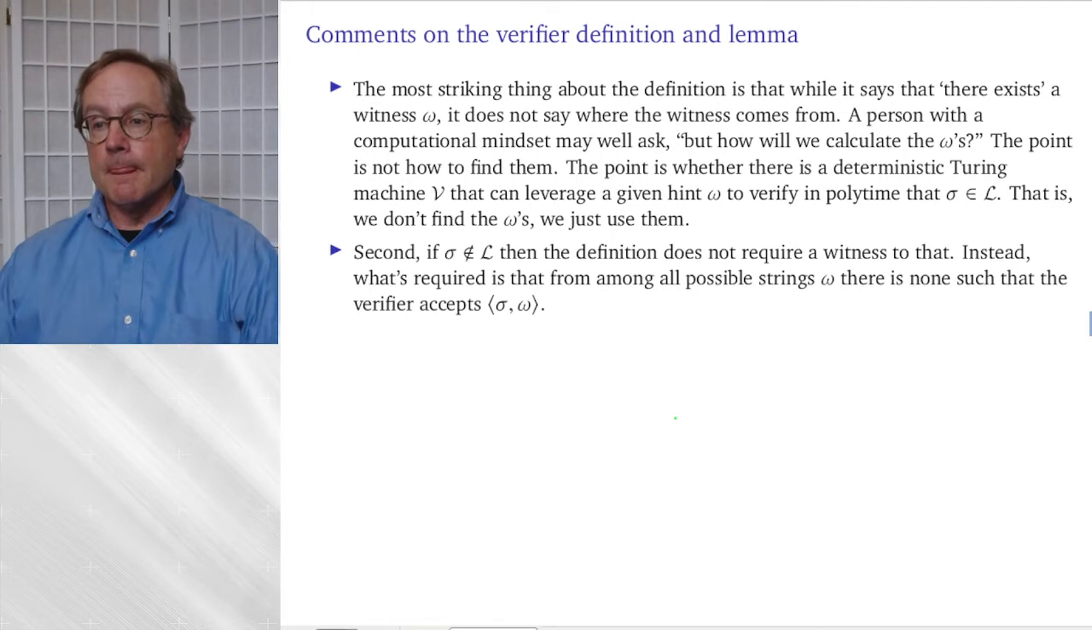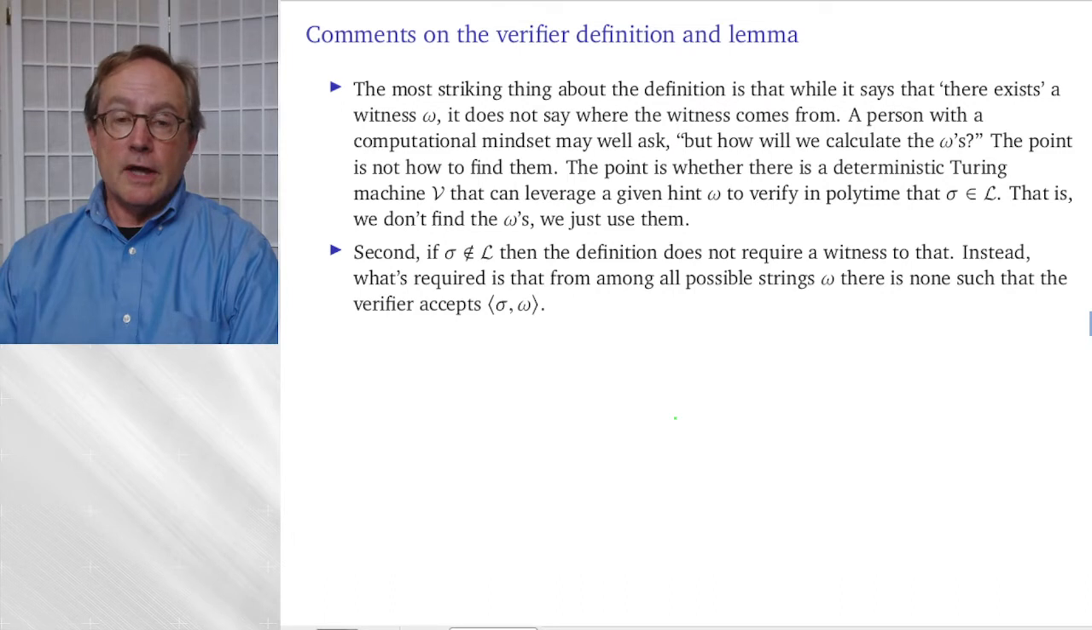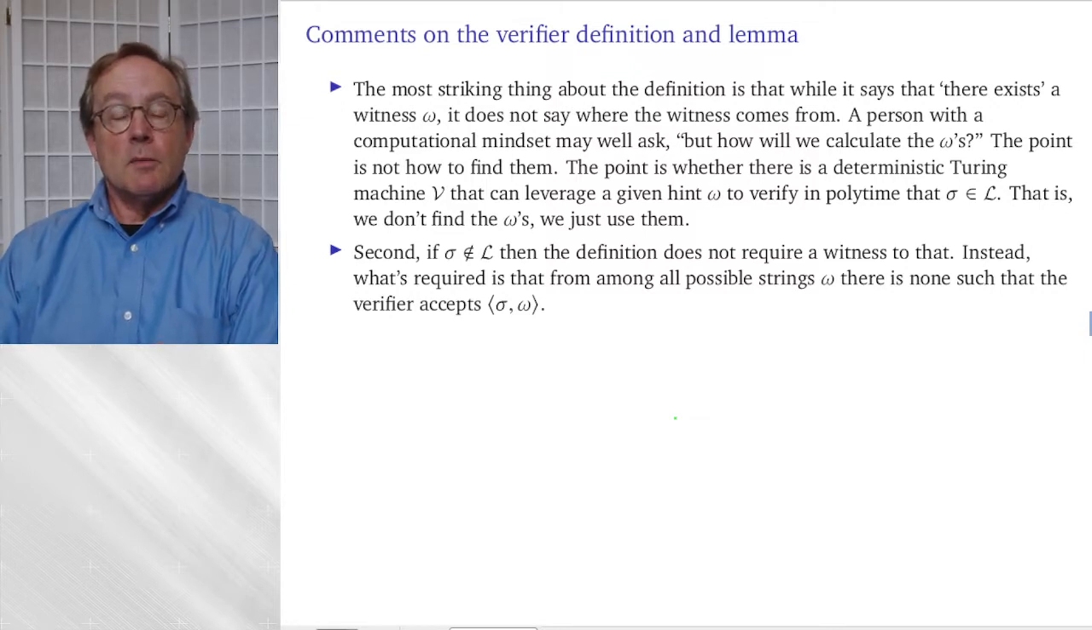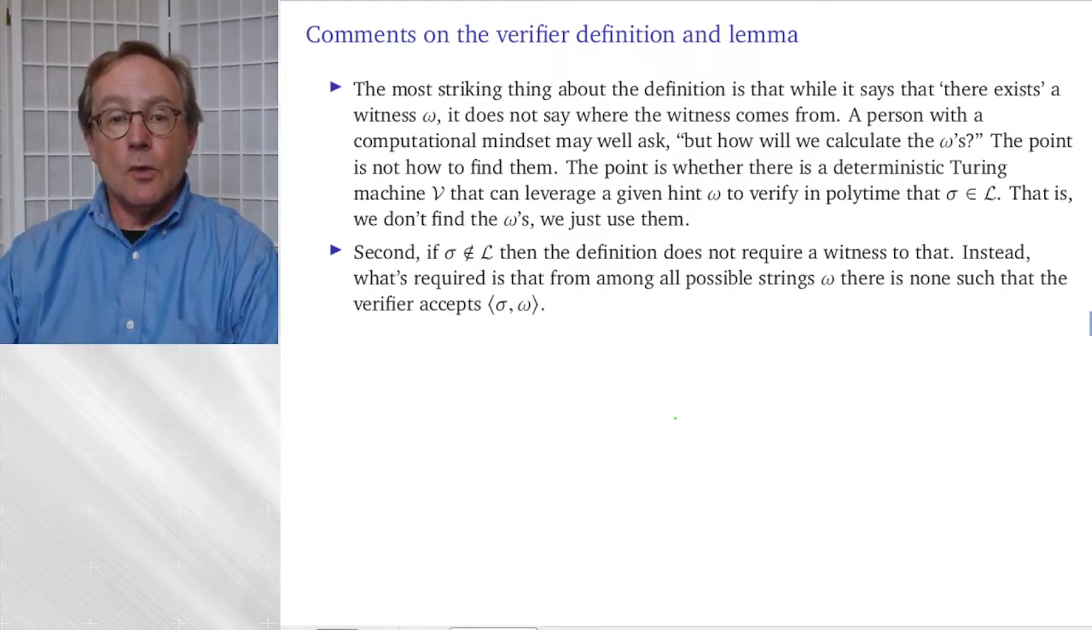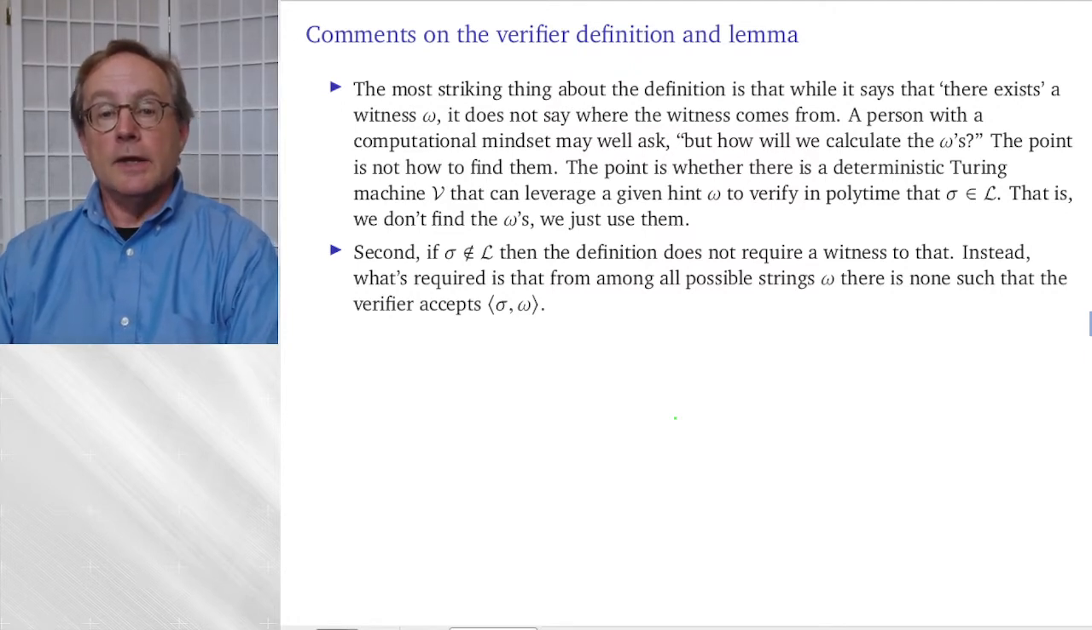Second, the flip side of the definition. If sigma is not in L, the definition doesn't ask you to give a witness to that. Instead, if sigma is not in L, what the definition asks is that from among all possible witnesses, there's none so that the verifier accepts the input. In the first of the two bullet points, you're looking for there exists a witness. And in the second, what you're looking for is that from all possible witnesses, none works. So there's an asymmetry between the two. That's absolutely right.